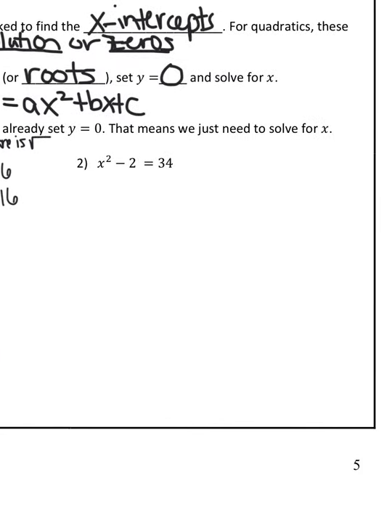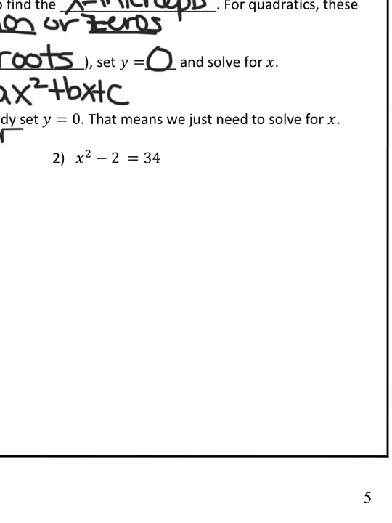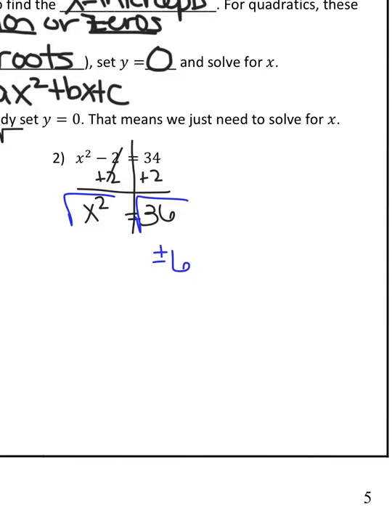So number 2, we've got a little bit of work to do. It's a little more complex of a problem here. This is just like a solving problem. We still have to get the x term by itself. So I would add 2 to both sides here, and I would have x squared equals 36. At this point, I can get the x by itself. So I'm going to take the square root of both sides. 36 is a perfect square. It is plus or minus 6. Square root of x squared is x. Here's my answer, x equals plus or minus 6.